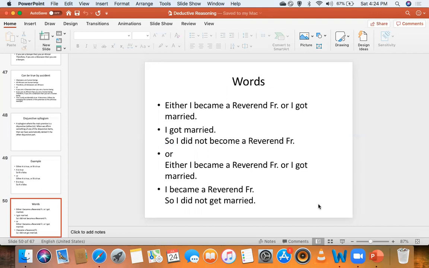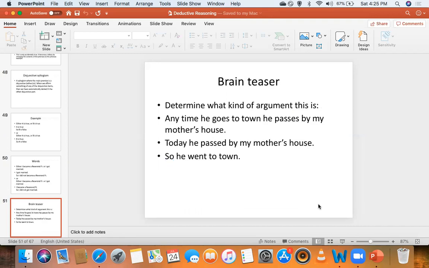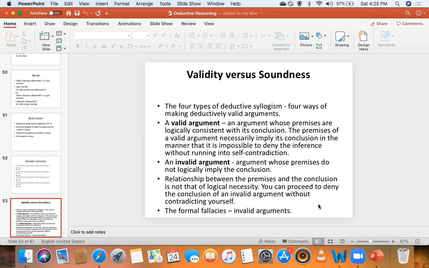If you say either I became a reverend father or I got married, so I became a reverend father. Or either I became a reverend father or I got married, I became a reverend father, so I got married. You know, no one is going to make that kind of mistake. So there's no need to teach such a fallacy. So that was it about deductive arguments.